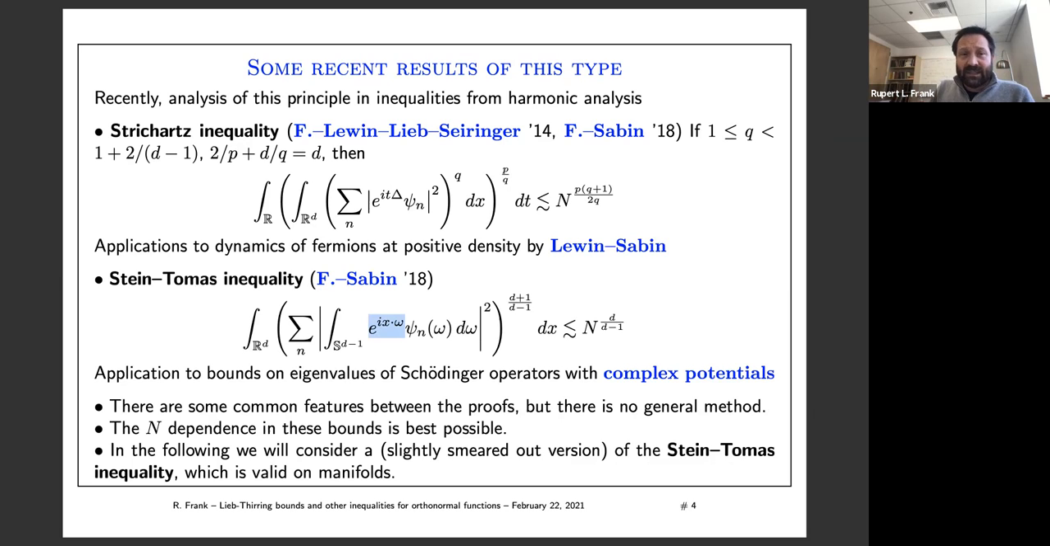All right. And once again, Stein-Tomas proved this inequality for single functions. This inequality does have an extension to several functions. And once again, one can prove this with an optimal power, which in this case happens to be n to the d over d minus 1. And once again, there is a motivation behind doing this.